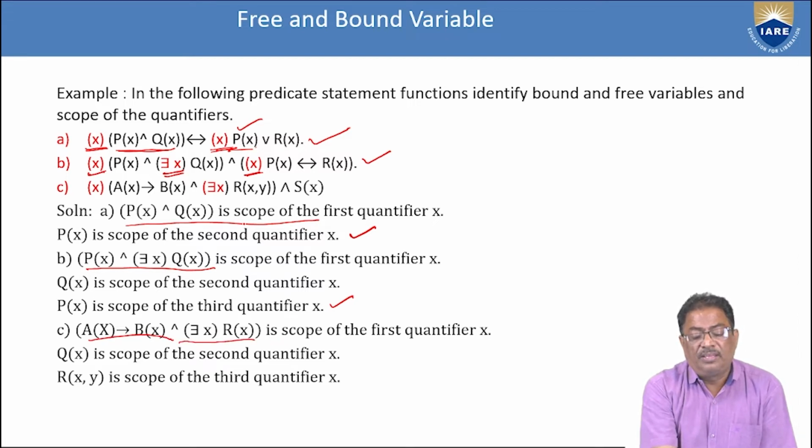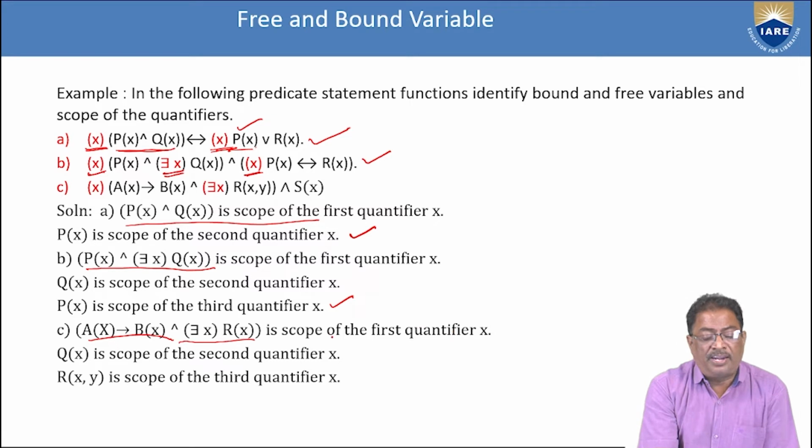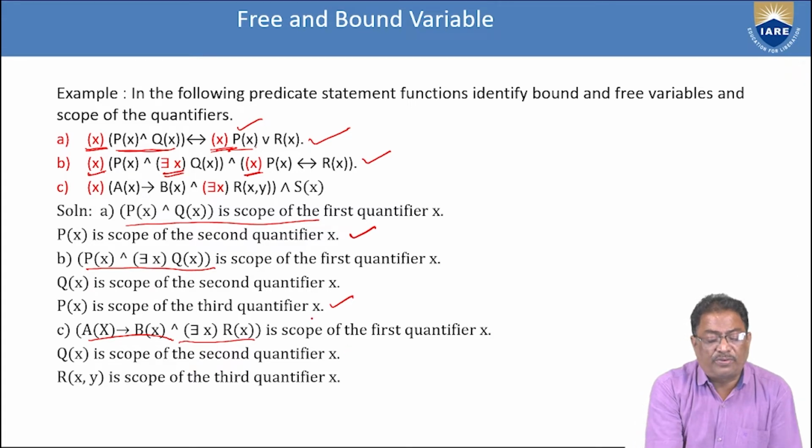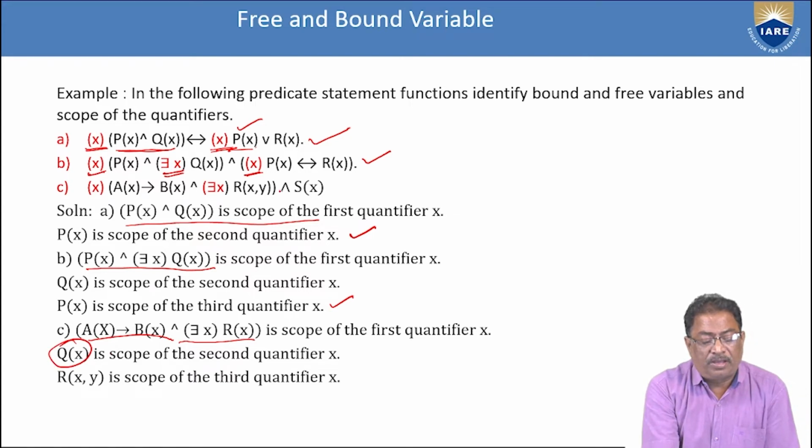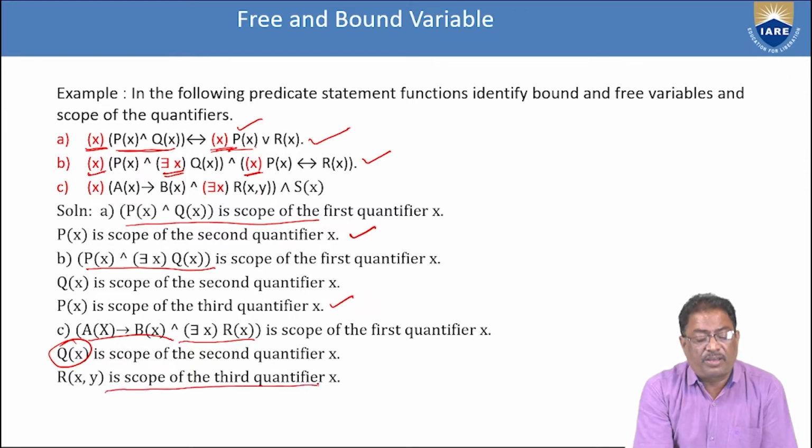is the scope of the first quantifier. And next, the second quantifier is Q of x, not Q of x. Here there is no Q of x. So here it is R of x comma y. R of x comma y is the third quantifier. Third will be given as a third quantifier of x.